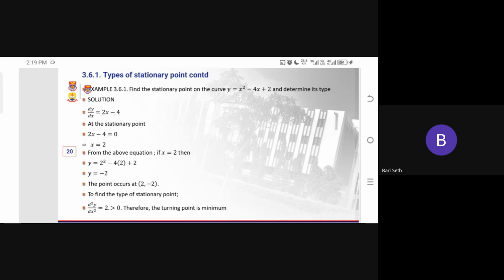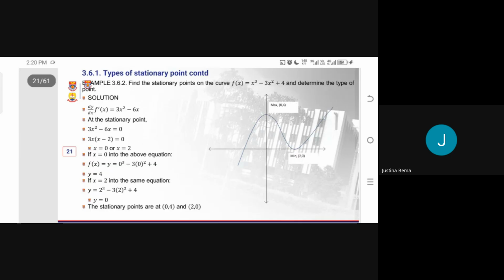Now let's find the second derivative of 2x minus 4. What are we going to get? 2. Since 2 is greater than 0, it implies that we have which type of stationary point? Minimum. So that is all about minimum. So that is it. We have another example here.